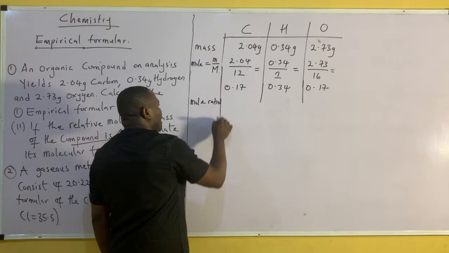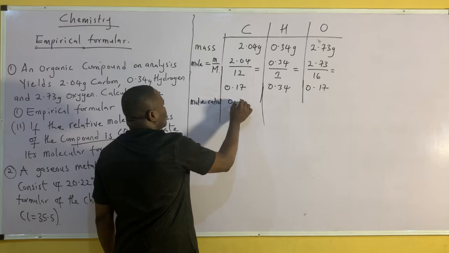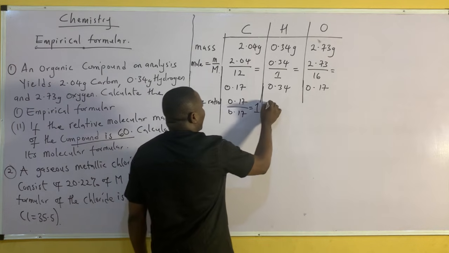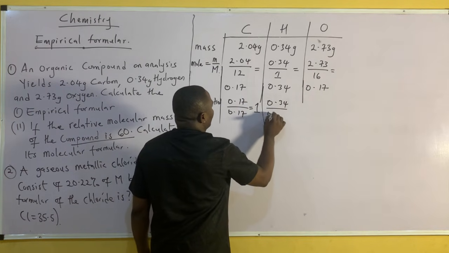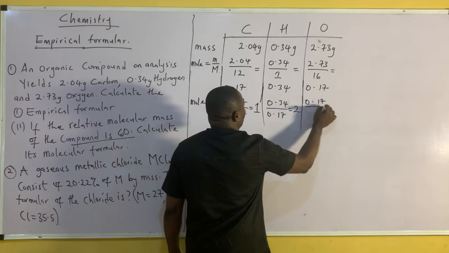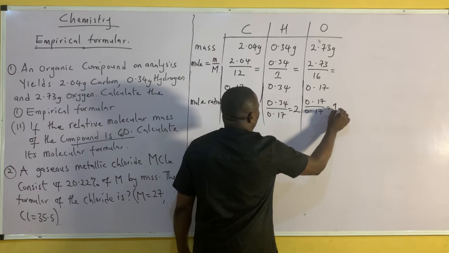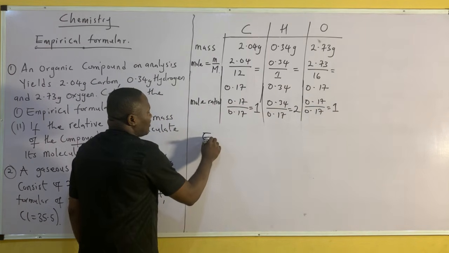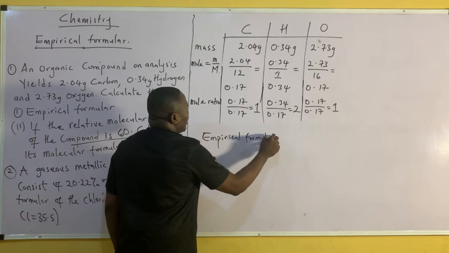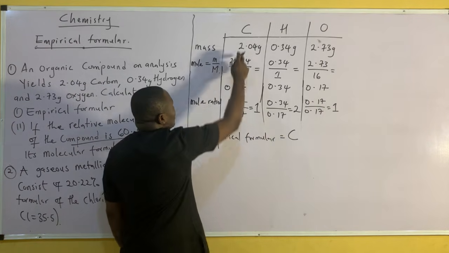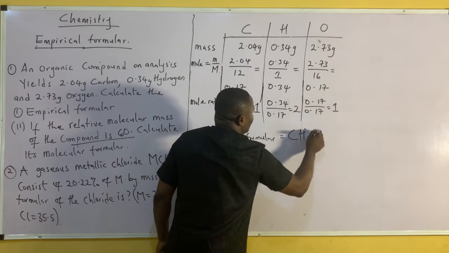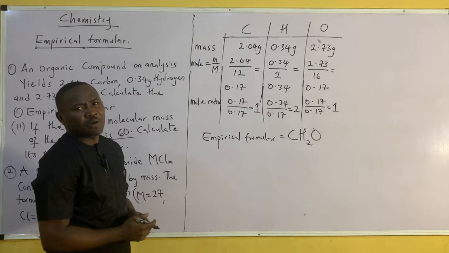So I have 0.17 over 0.17, that leaves us with 1. I have 0.34 over 0.17, that leaves us with 2. I have 0.17 over 0.17, that gives us 1. So our empirical formula is C is 1, H is 2, O is 1. That becomes our empirical formula.